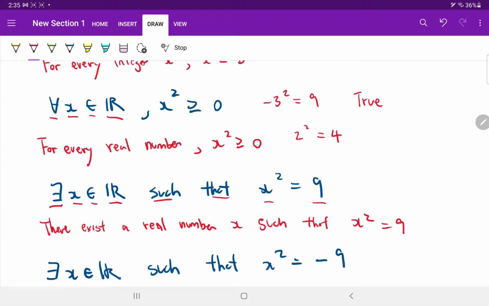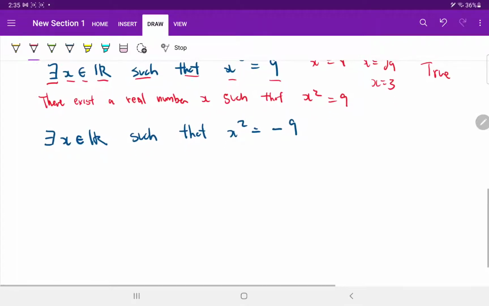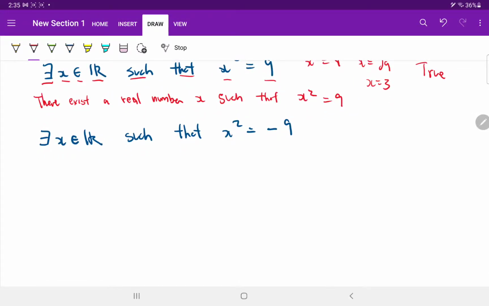Is this true? Well, this is true, right? If x squared is 9, then x will be the square root of 9, which is 3. So there truly exists a real number x such that x squared is equal to 9, and this real number is 3, right? So 3 is a real number, so this statement must be true. So let's look at the next one. Again, translate into an English sentence.